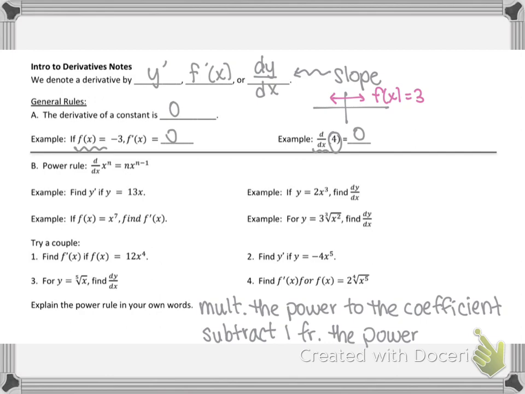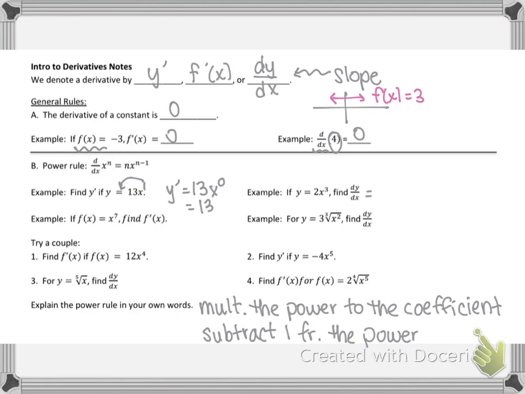So the first one here, it says find y prime if y equals 13x. Well, the power on the x is 1. So we're going to bring that power to the front and multiply times the coefficient. So 1 times 13 is just 13. Let's subtract 1 from the power. Well, it's currently a power of 1, so that's going to give me 13x to the 0 power, but x to the 0 power is just 1. So the derivative of 13x is 13.